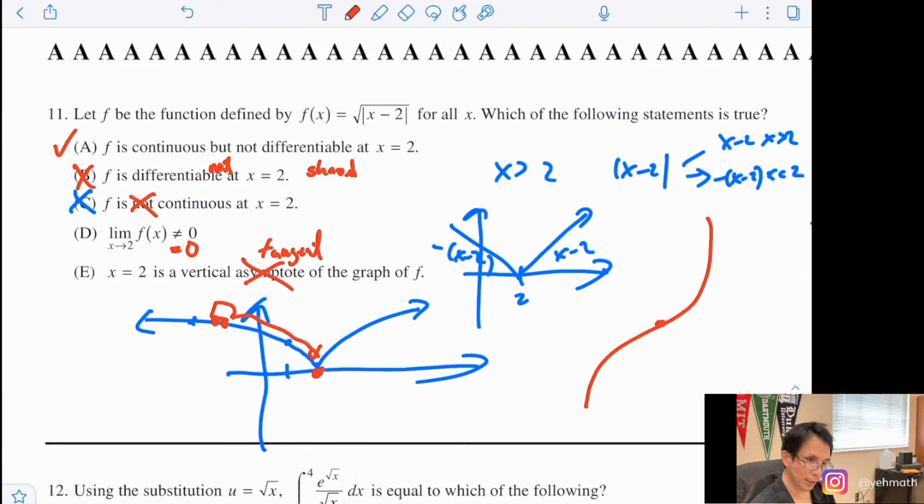Well, think about it. This is a horizontal tangent, right? This is a slope equal to 0. Now, what is a vertical tangent? A vertical tangent looks like this, because the slope here is a straight line. So if they said vertical tangent, it would be the right statement as well. But instead they say vertical asymptote.